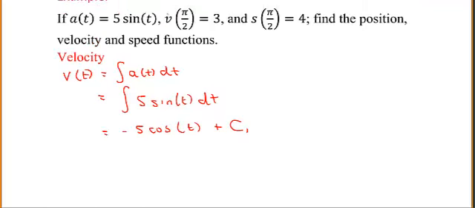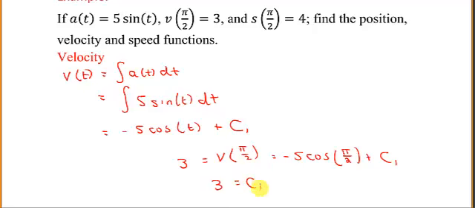And then remember V of pi over 2 is equal to 3. So evaluating our velocity function here at pi over 2, remember, every instance of t will have to be replaced with pi over 2. So I'll get negative 5 cosine of pi over 2 plus c1. And cosine of pi over 2 is 0. So this is going to be 3 is equal to c1.